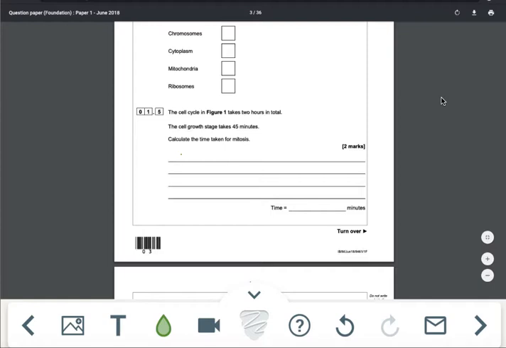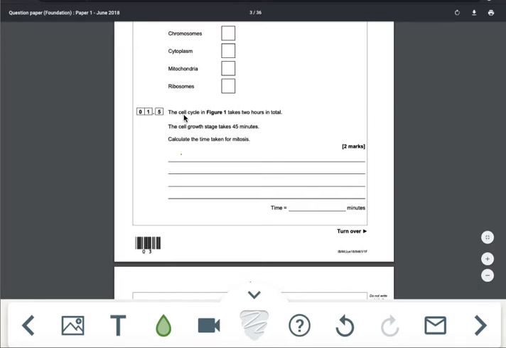It says, the cell cycle in figure 1 takes 2 hours in total. The cell growth stage takes 45 minutes. Calculate the time taken for mitosis. This question also requires no past knowledge. It's just a maths question. And we're just going to take our time. I know maths can be scary, but as long as you don't overcomplicate the question they're giving you, you should be completely fine.